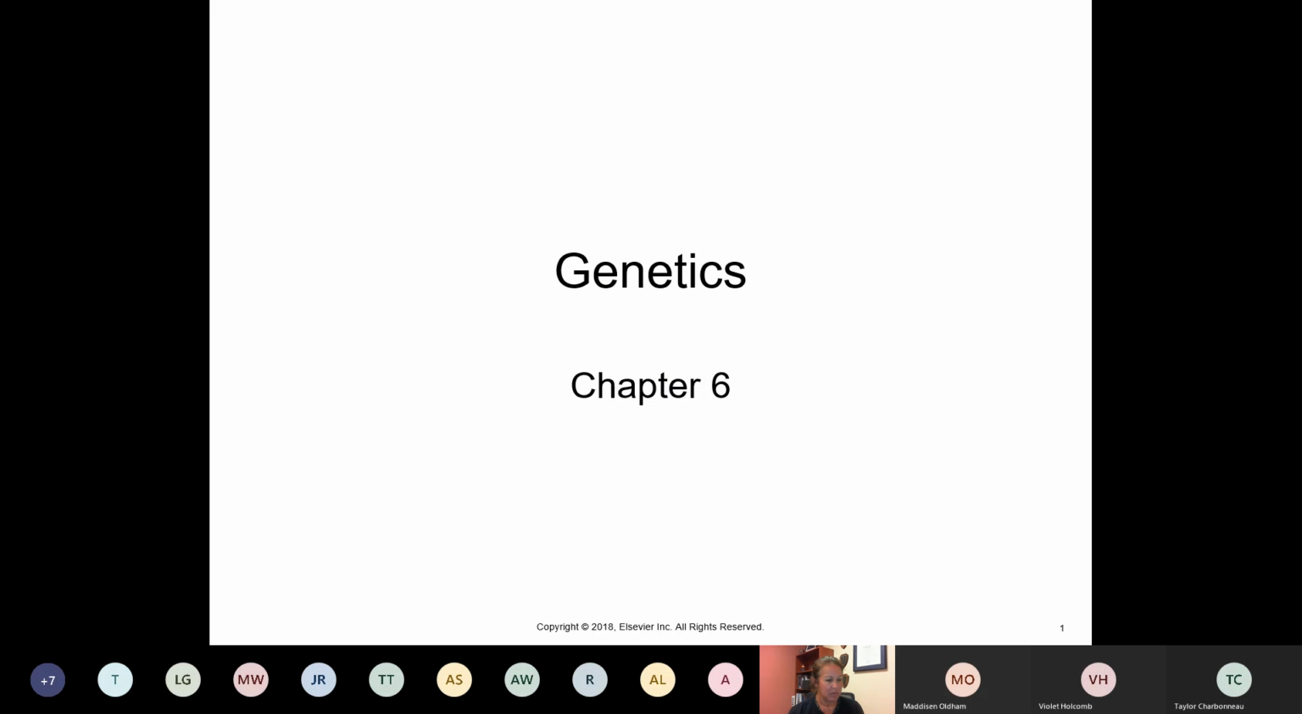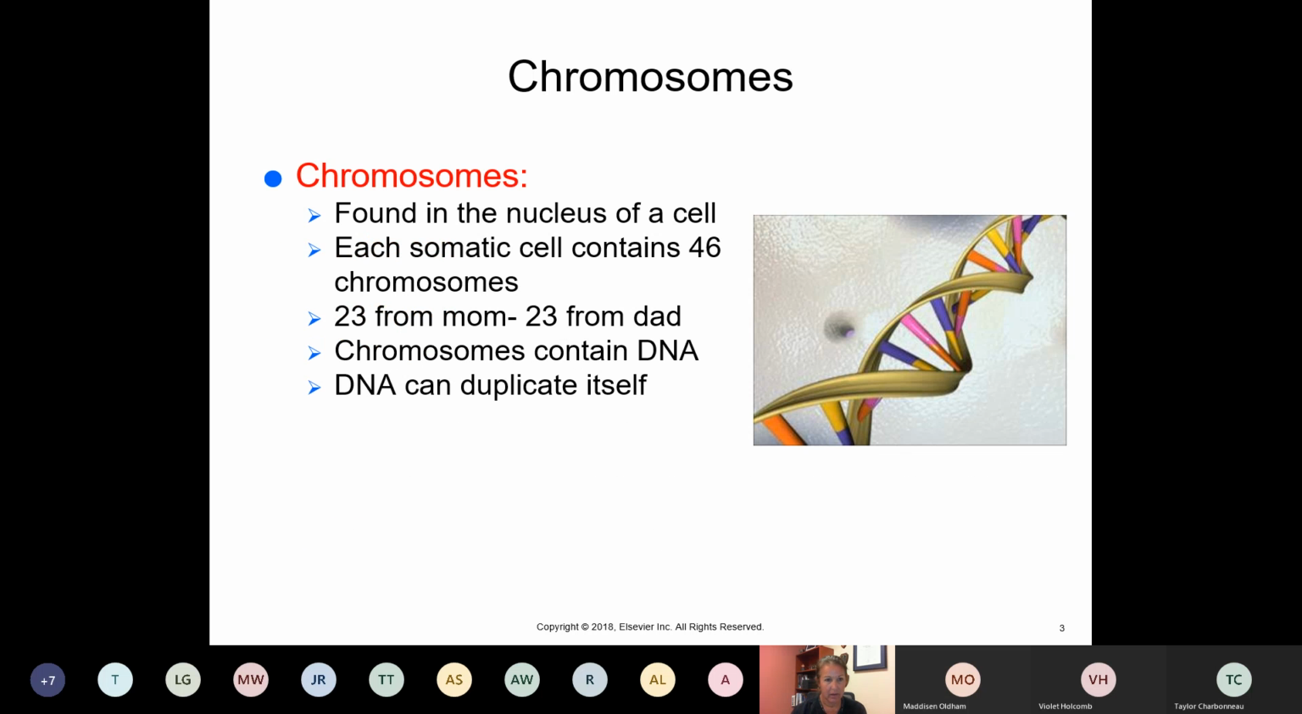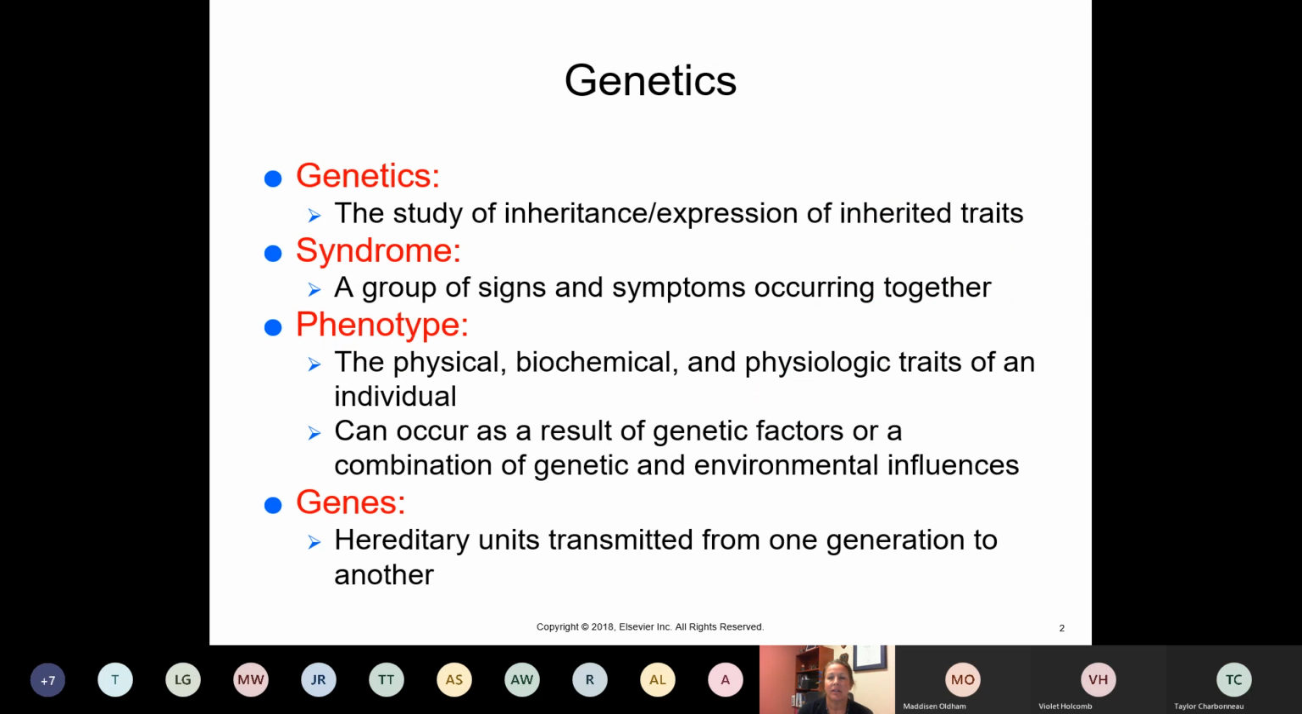Today, this is chapter 6 in your book. So what is genetics? Genetics is the study of inheritance or expression of inherited traits. There are some syndromes that are associated with genetic problems.